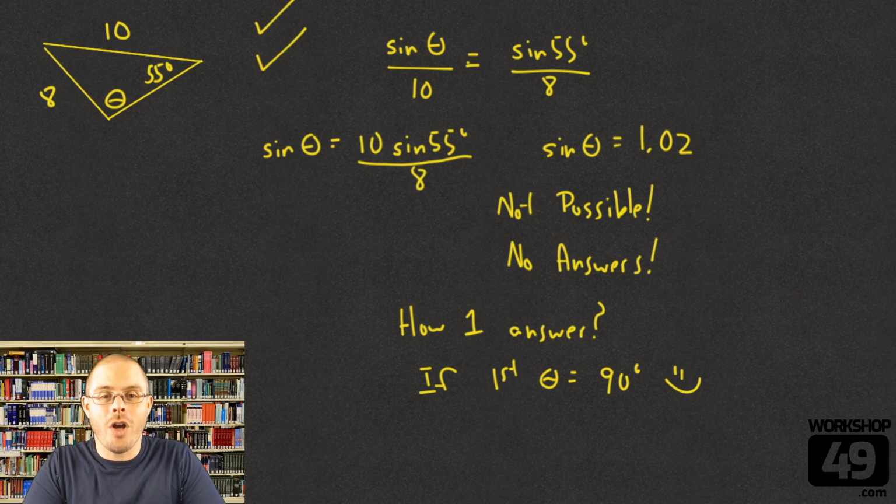So those are the different options for the ambiguous case and how you solve them. As long as you remember how to get that second angle for sine, you should be all right.